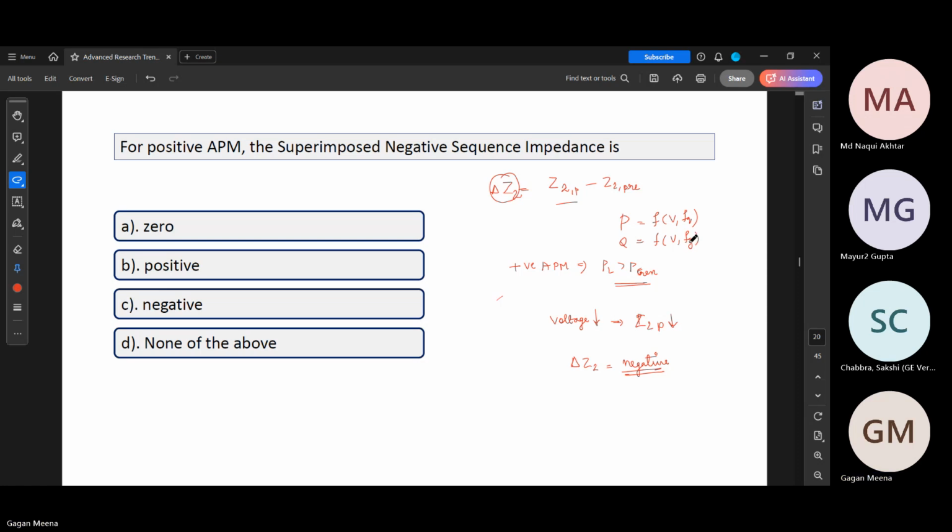Now, which one will dominate? Either it will be dependent more on voltage or frequency. It depends upon the nature of the system. And even in a distribution system, it will depend on the configuration and the system topology. It is very much dependent upon that. The size of the distribution system will also matter. And that's why we cannot directly say this.